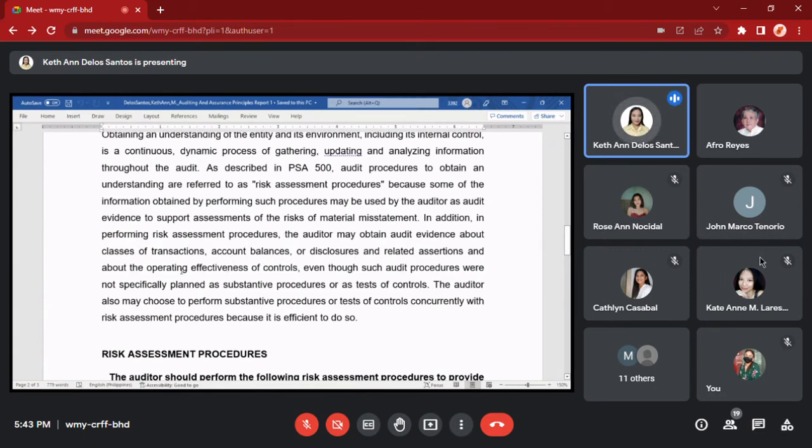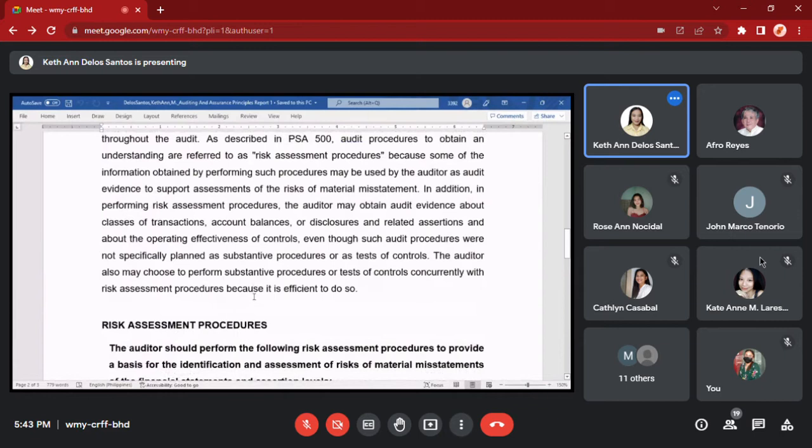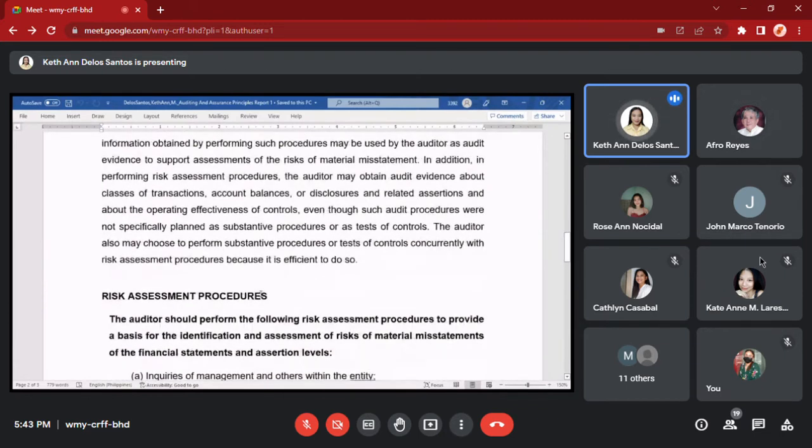The auditor may choose to perform substantive procedure or test control concurrently with risk assessment procedure because it is efficient to do so. Pwede din siyang gumamit ng substantive procedure or yung test control upang ma-assess nga nila yung risk of material misstatement.